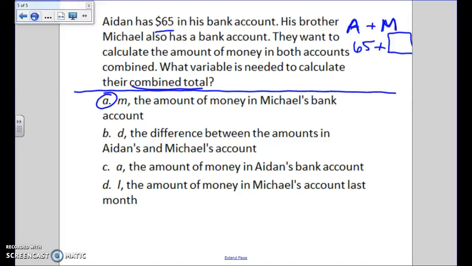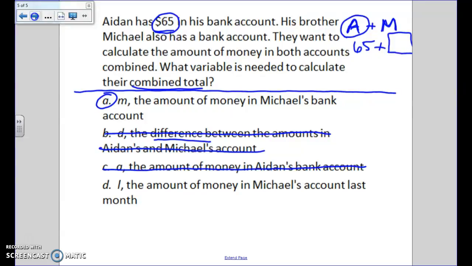D, the difference between the amounts in Aiden and Michael's account. Now, if I'm trying to find how much they have altogether, I don't think that subtraction or difference is going to help us. I'm going to say that one's probably not a good choice. A, the amount of money in Aiden's bank account. Well, that is one of the things we need to know, but lucky for us, if we're careful readers, we'll know that we already had that information. So I don't need that information.